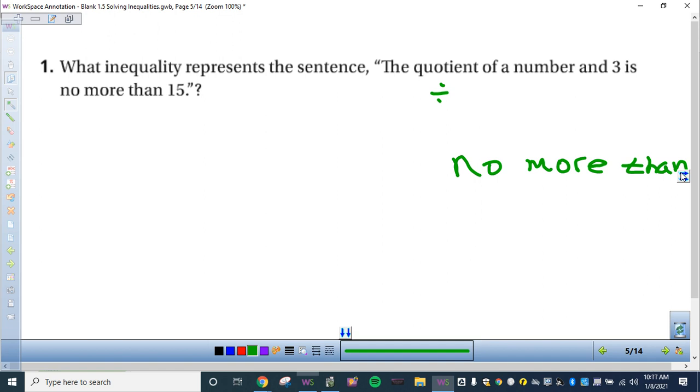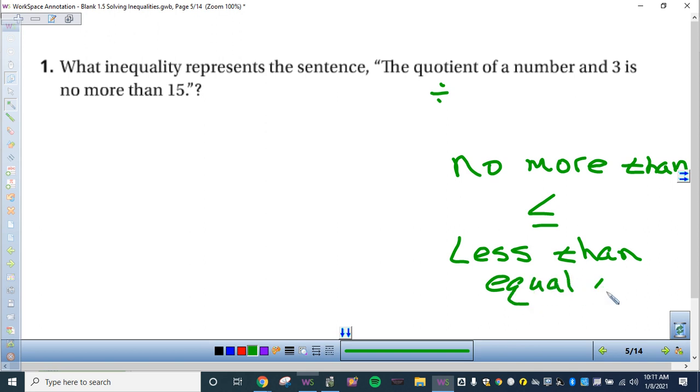Okay? So when you get confused on these things, you can say it out loud. You can say it out loud in my classroom during a test. I don't care. If it's going to help you get it right, say it quietly to yourself. Make people think you're crazy because you're saying things out loud. So no more than is less than or equal to. If you need the verbiage for it as well, write it: less than or equal to. Again, you can take your left hand, turn it sideways, and your left hand makes a less than sign. Okay?